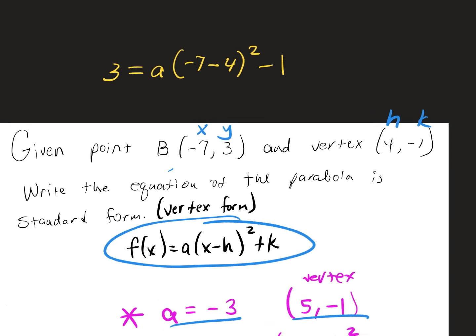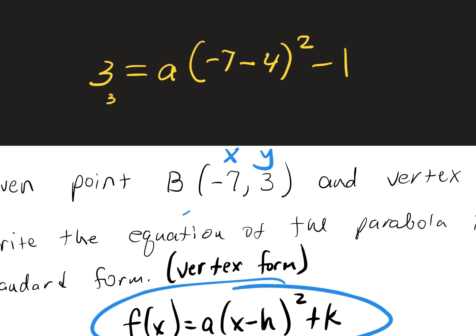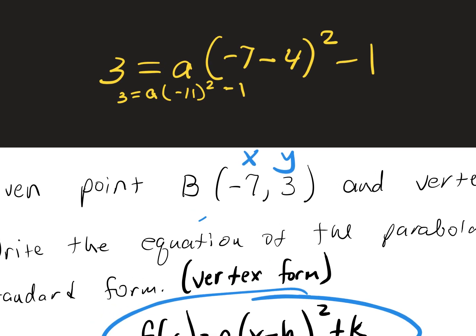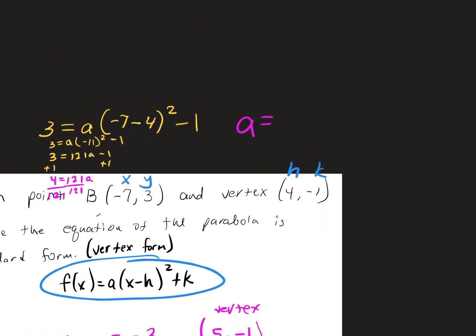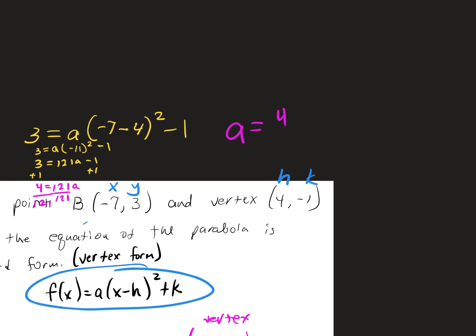Where do we start? What do I do first? The parentheses. So I have 3 equals a times -11 squared minus 1, right? Okay, what's -11 squared? So 3 equals 121a minus 1. Now what do I do? I'm going to add 1 to both sides. So I have 4 equals 121a. And now what? Divide by 121. Am I going to have you graph this? Absolutely not. So your a term, guys, you just found out, is 4 over 121.